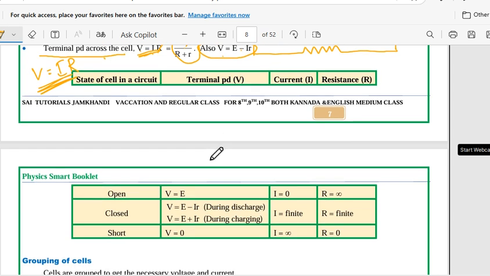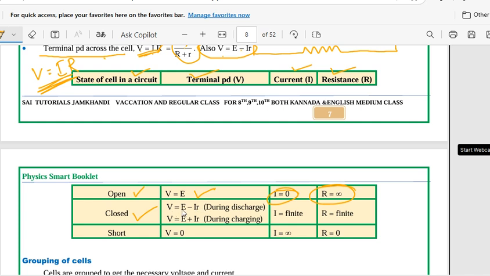Consider some factors: the state of the cell in a circuit, terminal potential difference, current and resistance. If the state of the cell in a circuit is open, then the potential difference V will become E, the current will become 0 and the resistance will become infinity. Suppose it is closed, the current flow will take place inside the circuit.